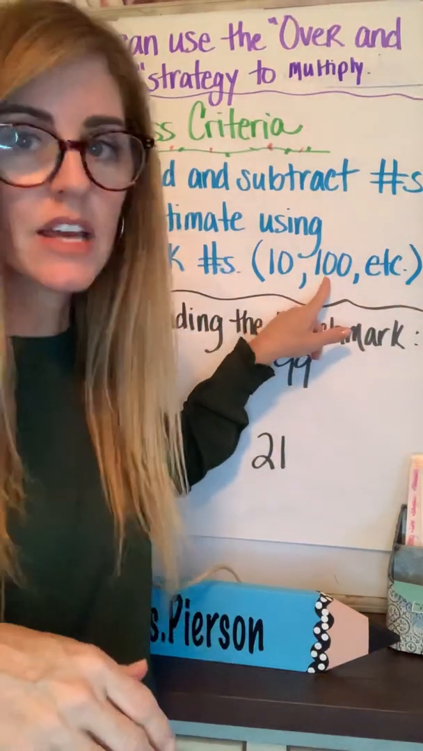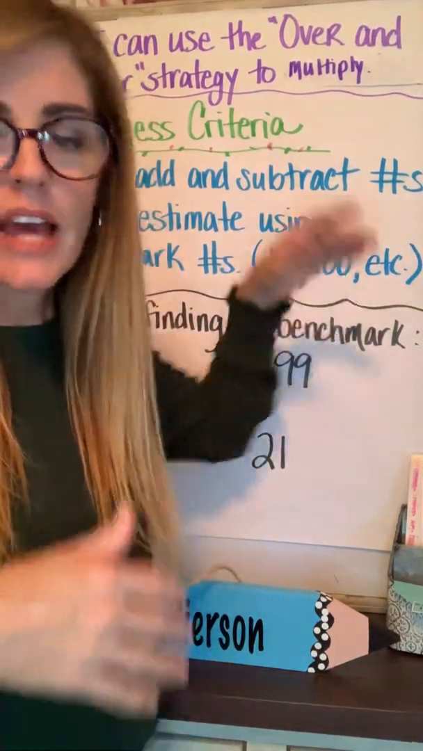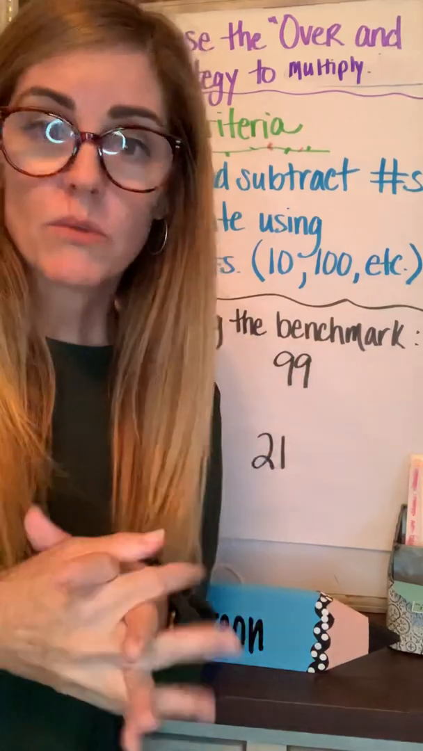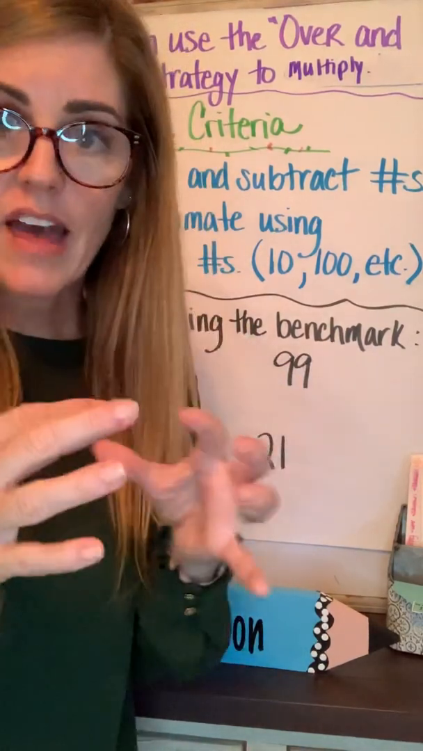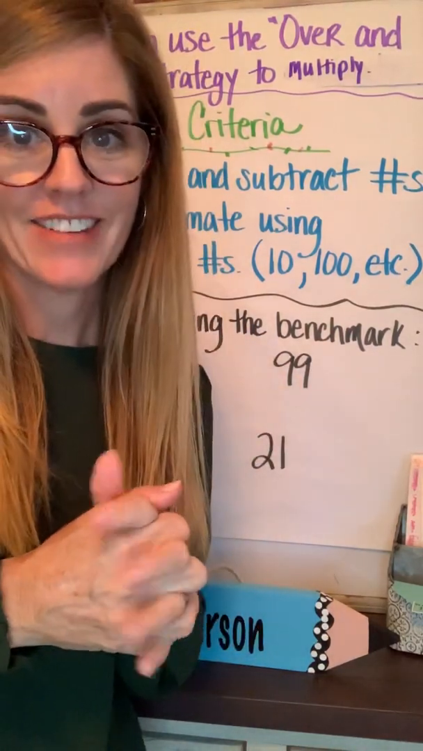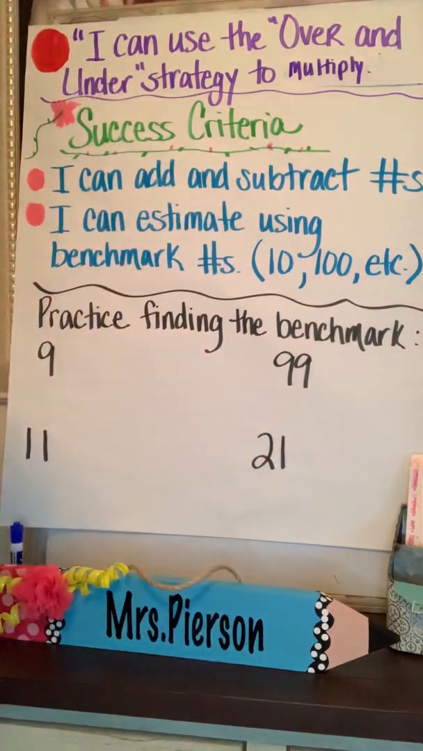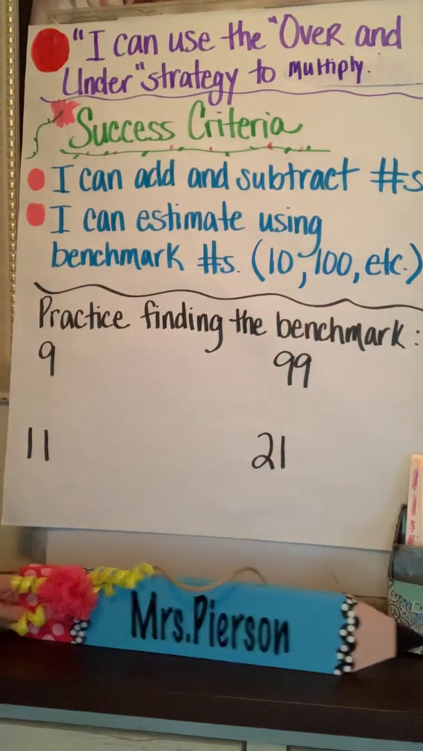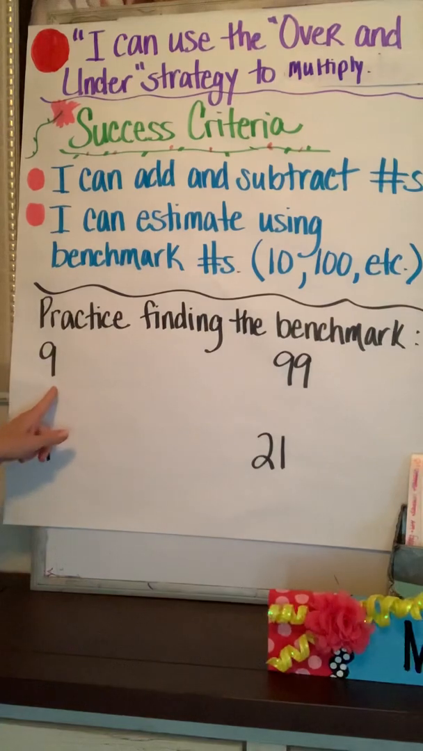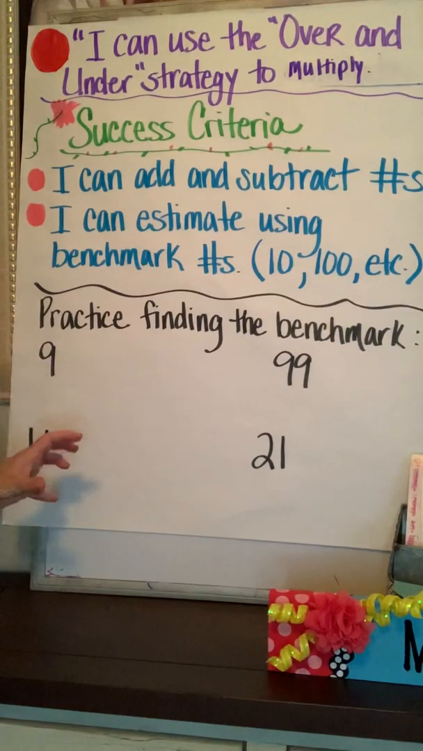100 is another fantastic benchmark number. Numbers that end in 0, so 50 is a good one. So think about that. We're going to be looking at those numbers today. All right, here we go. So first let's practice finding our benchmark number. Like what would we round this to for it to be easier, okay?